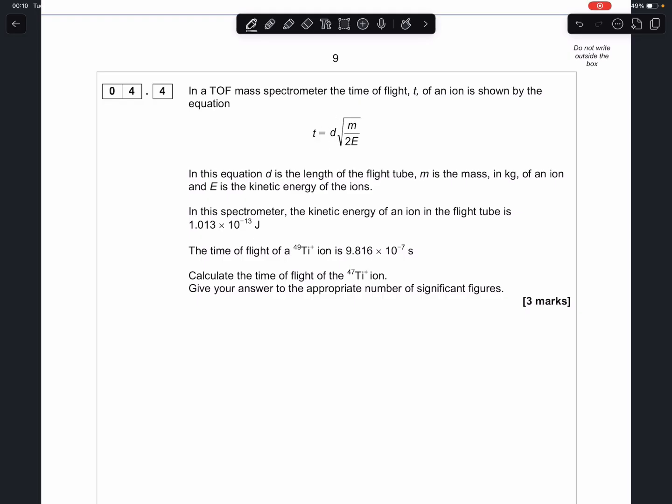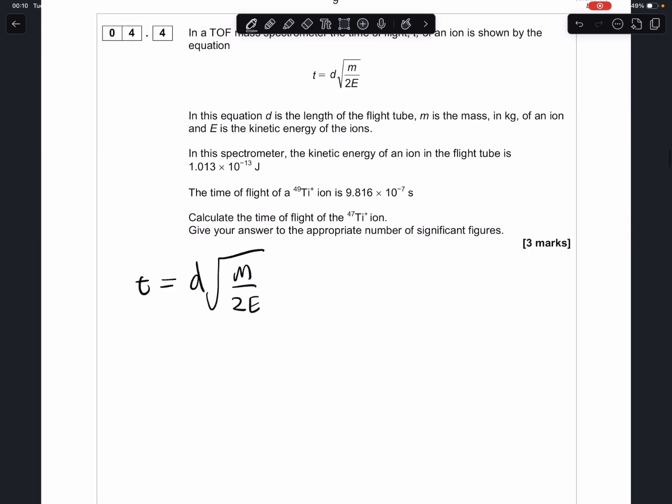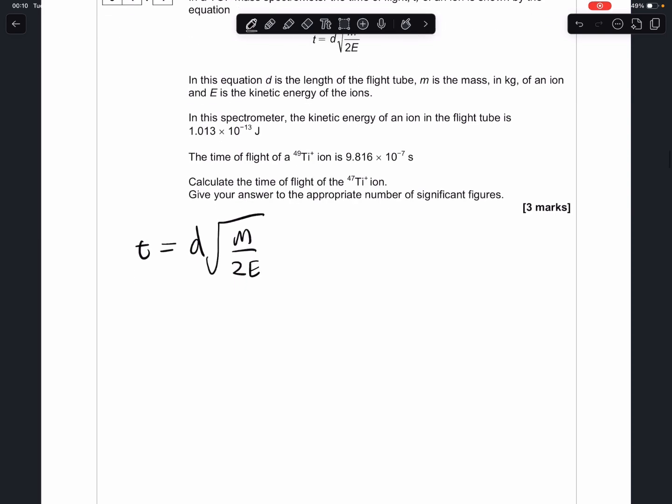So if we rearrange to find the distance using the data given for the 49 Ti plus ion, we can use that distance to plug it into the equation and find the time of flight for the 47 ion, which is what we want to calculate. So our 2 equations, we've got the one that's given, and we need to rearrange this also for distance. So that is going to look like this. So these are our 2 equations that we're going to be using.